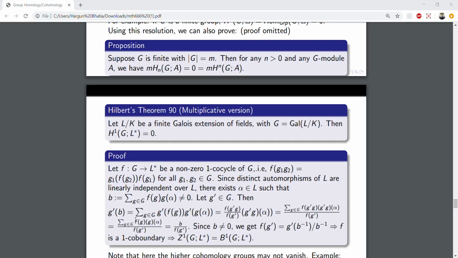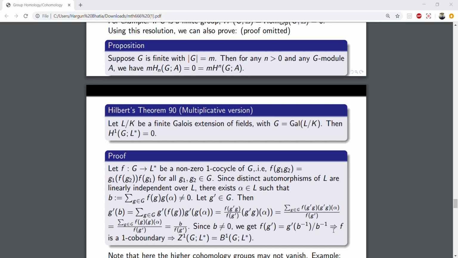So what you get is that G prime B is nothing but B upon F of G prime. Now notice that B is a non-zero field element, hence it has an inverse. So just rewriting this equation, I can get that F of G prime is G prime of B inverse upon B inverse. It will be B upon G prime of B, but in terms of B inverse it will be this. So that tells you that F is a co-boundary, right?